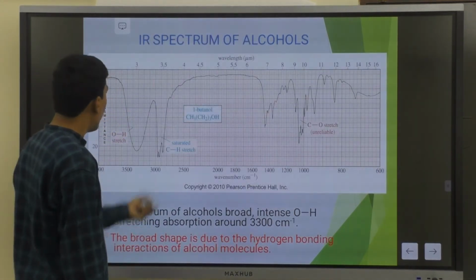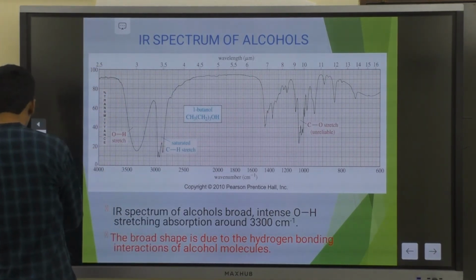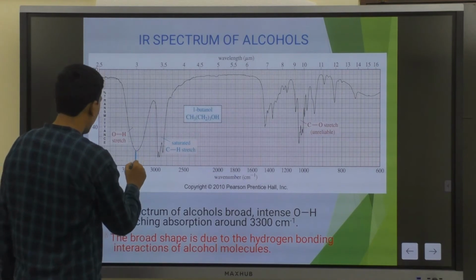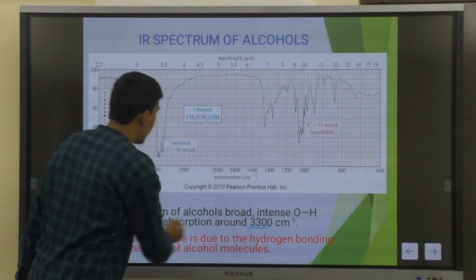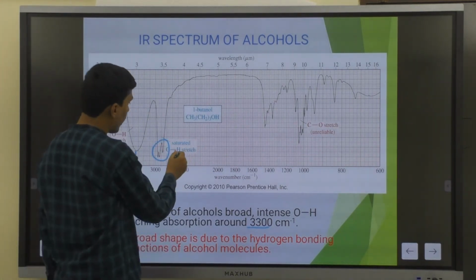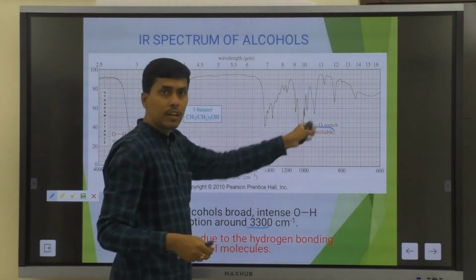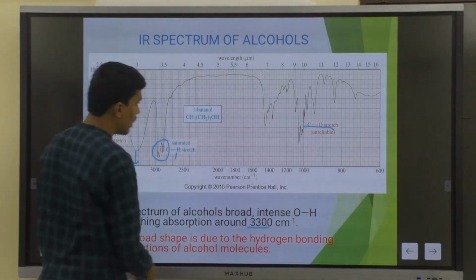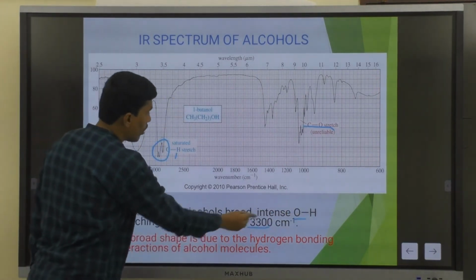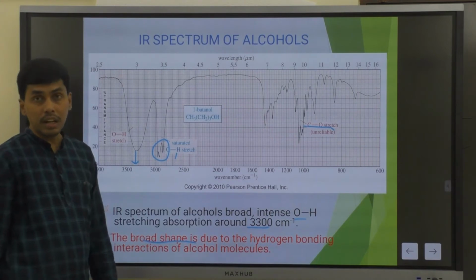Okay, we'll see here a typical alcohol spectrum. It is 1-butanol. You can see at around 3300 cm⁻¹ there is a broad signal. This group of peaks is CH stretching and this is CO stretching. Other bending vibrations are mixed up and we cannot say clearly. So the IR spectrum of an alcohol shows a broad, intense OH stretching absorption around 3300 cm⁻¹. The broad shape is due to the hydrogen bonding interactions of alcohol molecules.